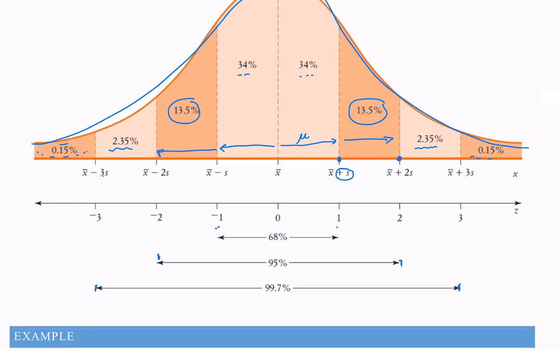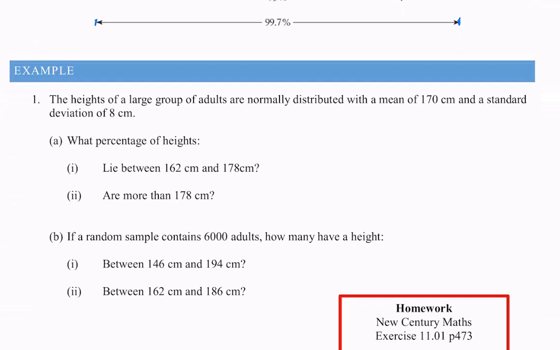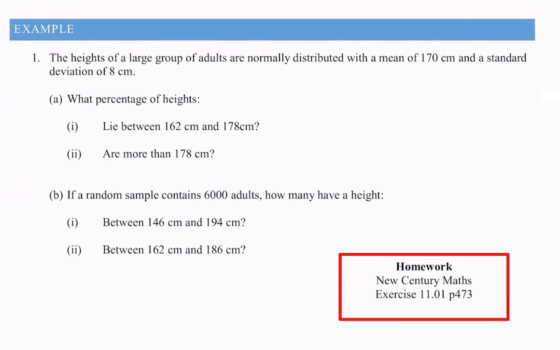And then we've just got this tiny 0.15% that live above or below that normal distribution. So how does this look mathematically? Let's have a look at some of these examples.